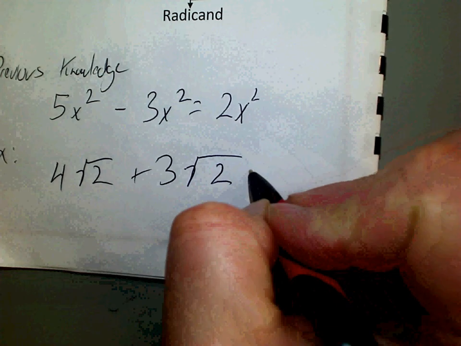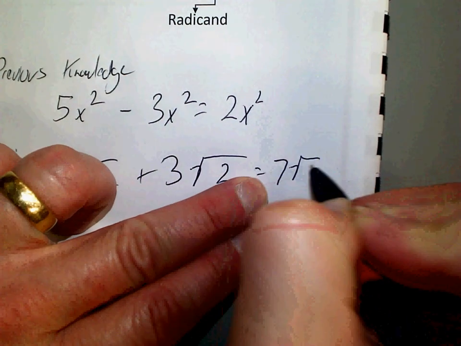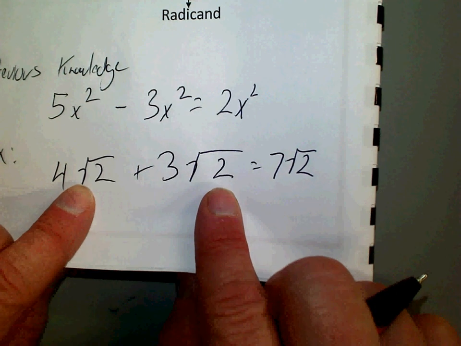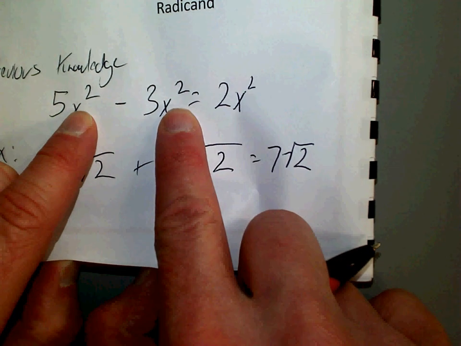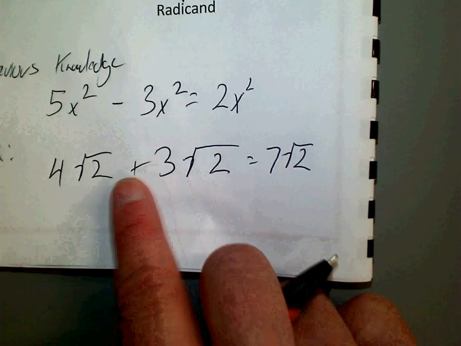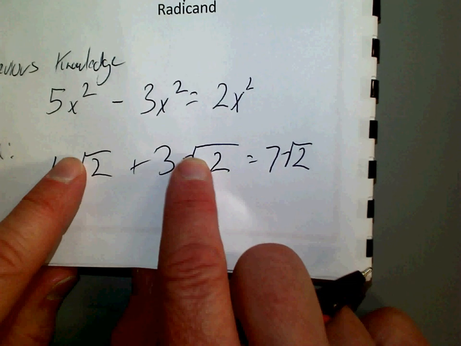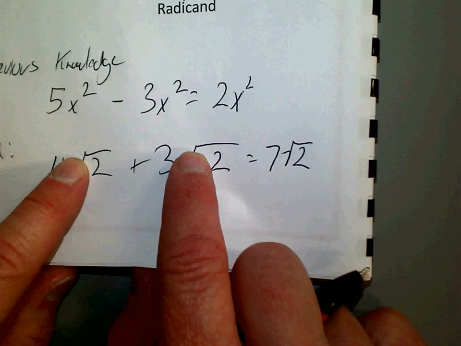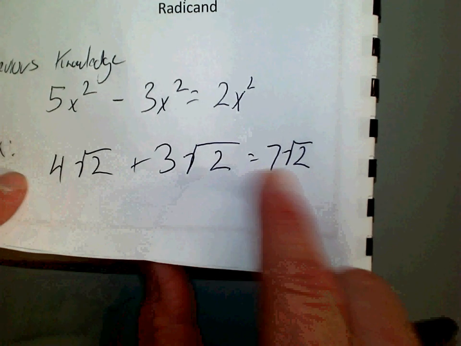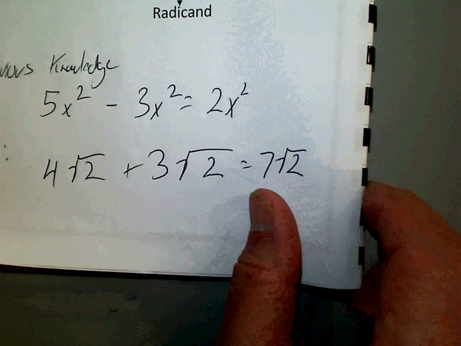That's right. So square roots of 2 are a thing, just like x squareds are a thing. How many square roots of 2 you have, if they are like radicals, that's the root that you're taking, and the radicands on the inside are the exact same, then those are considered like radicals. You can add and subtract them. All right, turn the page.